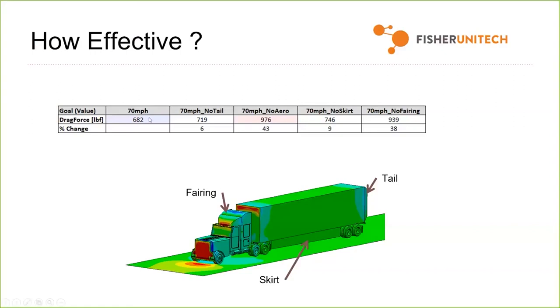So the drag force, the force on the semi-truck with all components, 682. With no fairing, 939. So that's a percent change of 38%, which is quite drastic. The other two, not so drastic. Without the skirt, a drag force of 746 pounds, a 9% change. Without the tail, 719 pounds, 6% change.